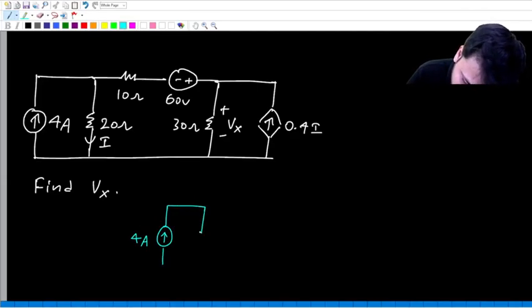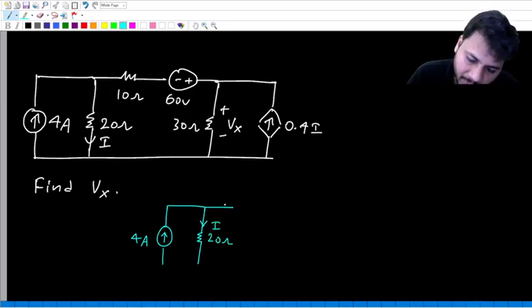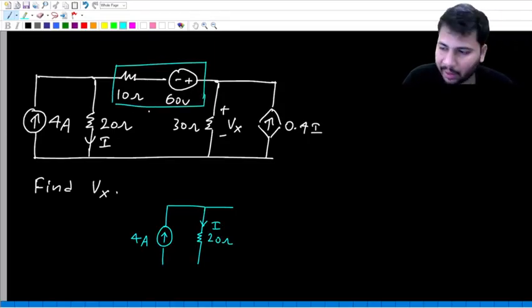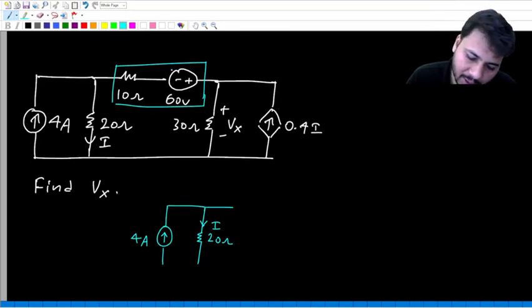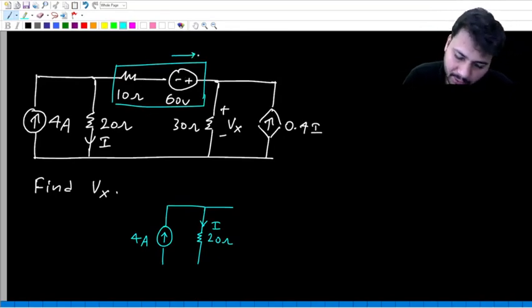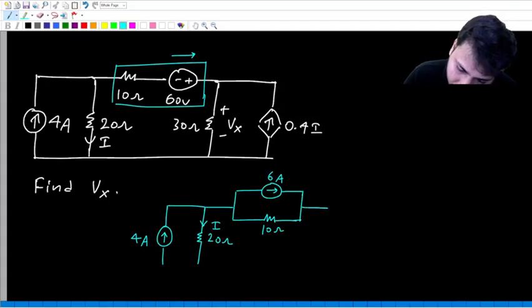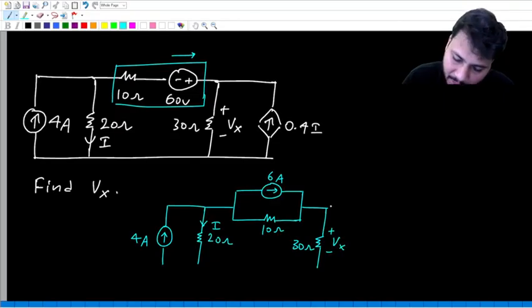So, 4 amps in parallel with 20 ohms, and the current through 20 ohms is I. And then let us do source transformation for this. It will become 60 by 10, 6 amps in parallel with 10 ohms, and the direction of the current will be from minus to plus, in this direction. So this is 6 amps in parallel with 10 ohms, and this is the original 30 ohm resistor, across which the voltage drop is Vx.